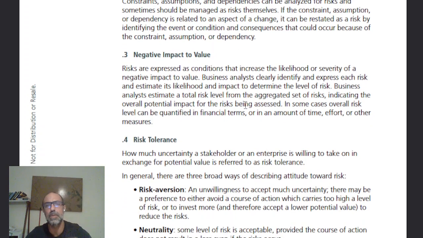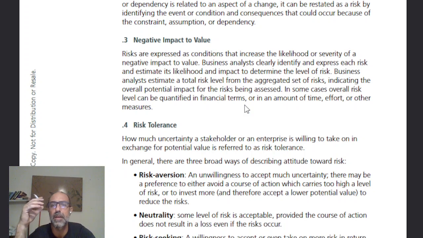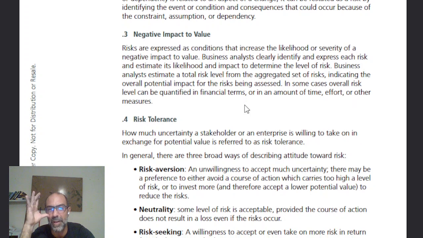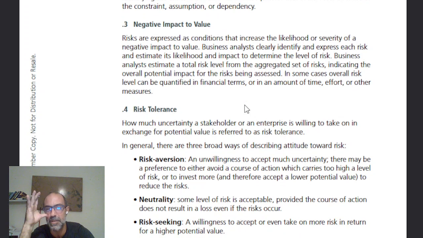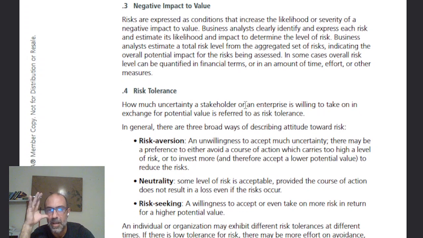Negative impact to value. Risks are expressed as conditions that increase the likelihood or severity of a negative impact to value. So ultimately, a risk is something that negatively impacts the value that we're trying to get out of it. So business analysts clearly identify and express each risk and estimate its likelihood and impact to determine the level of risk. Business analysts estimate the total risk level from the aggregated set of risks. So we basically create a leveling system like high risk, medium, and low, indicating the overall potential impact of the risks being assessed.